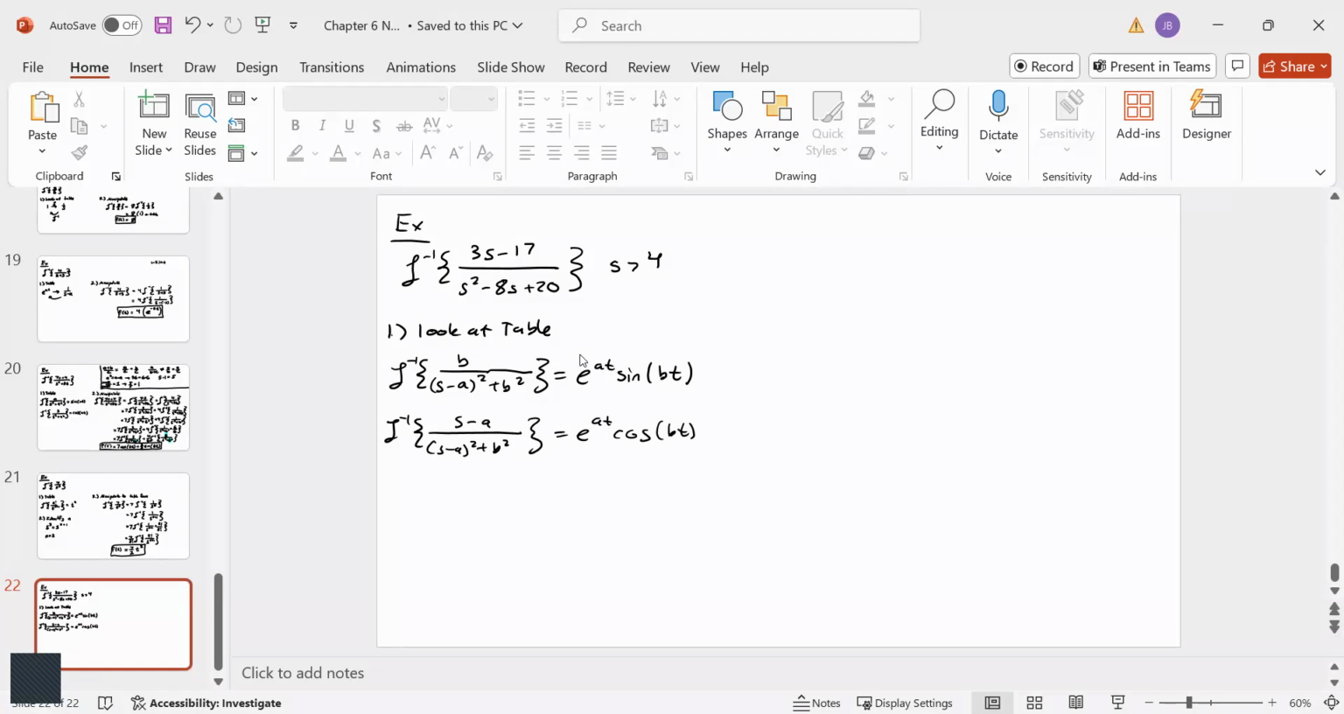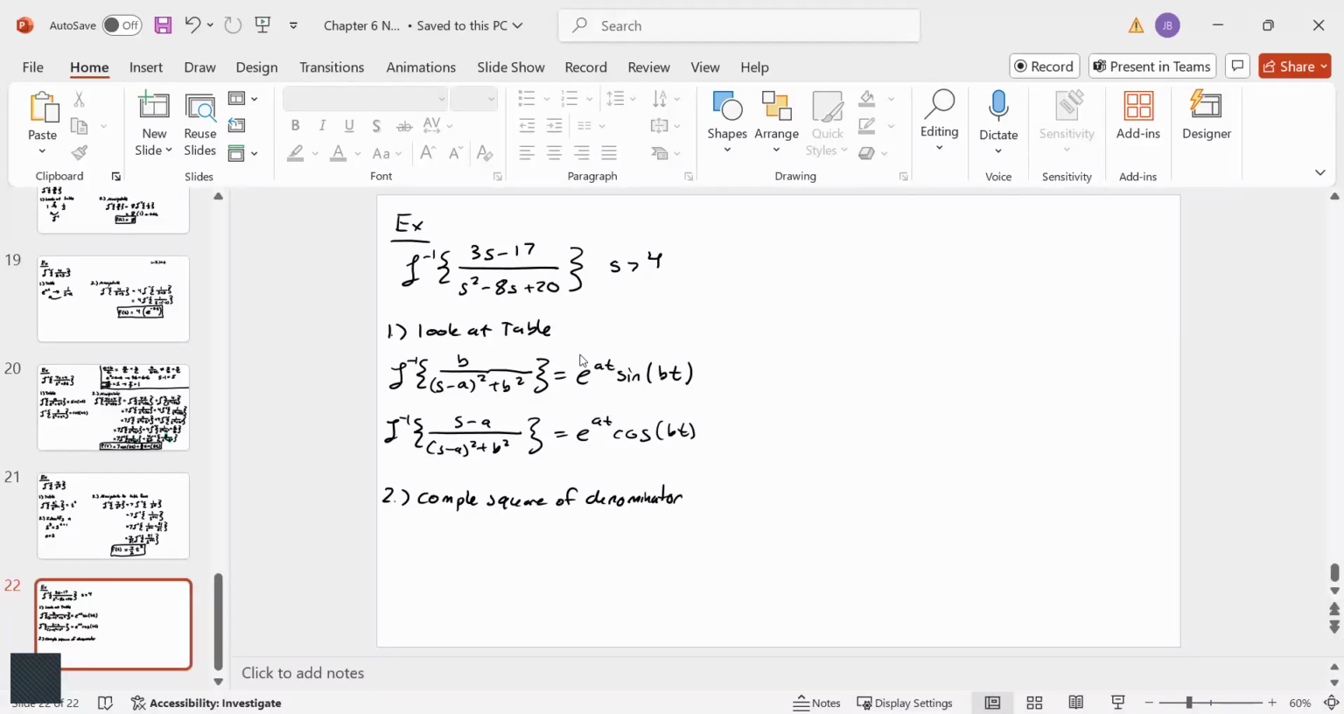So we have an idea now. Looking at the form in the table, I have to make it look like that. And you probably wouldn't have intuitively thought, oh, I've got to complete the square. But now you know, this is me telling you, if you ever have a polynomial in the denominator and you're taking the inverse Laplace, chances are it's complete the square. So that's where I would go next. So step two is to complete the square of the denominator.